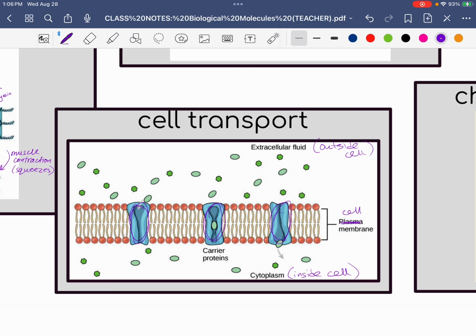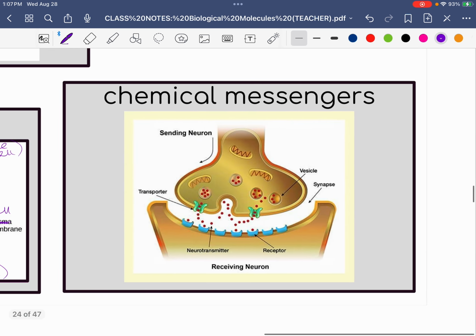But yeah, proteins move substances. They move them in and out of the cell. So this molecule here is moving into the cell through this channel protein, or this carrier protein. And so that's helping it move from outside the cell to inside the cell.